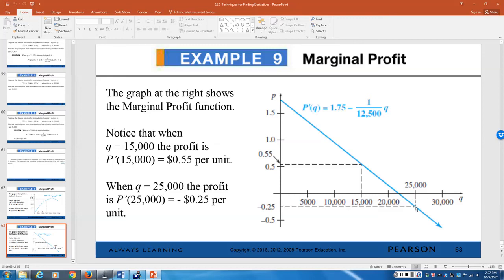Okay? Even though it's constantly going downhill here, your values of your derivative, your slope of your profit formula, are still positive. So you're still making profit. Once you cross that x-axis, that's where you're in trouble.